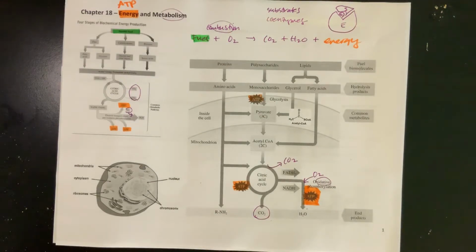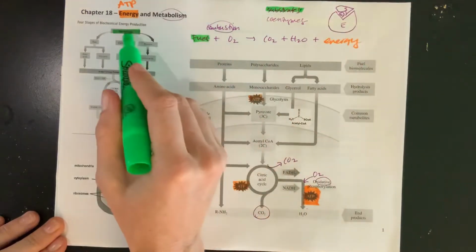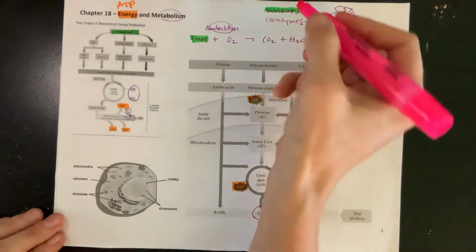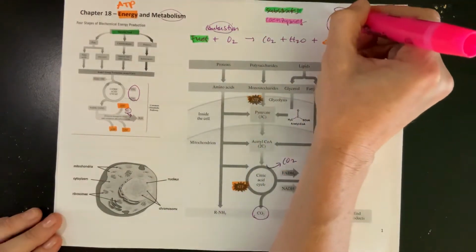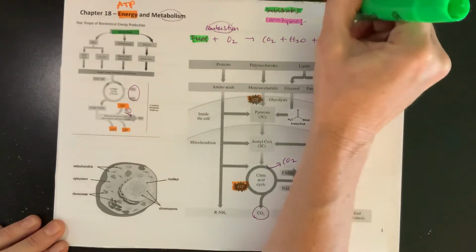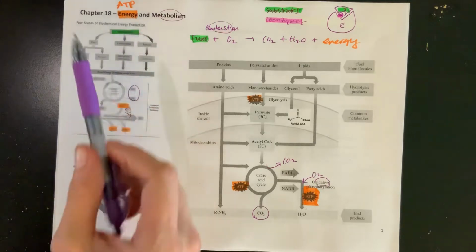So the colors that I'm going to use for our substrates are going to be green, and our fuel or our food is our original substrate, and then our coenzymes are going to be pink. So this coenzyme that helps out is going to be pink, and then my substrate is going to be green, and we'll see those colors throughout the chapter, including the orange for our energy as well.